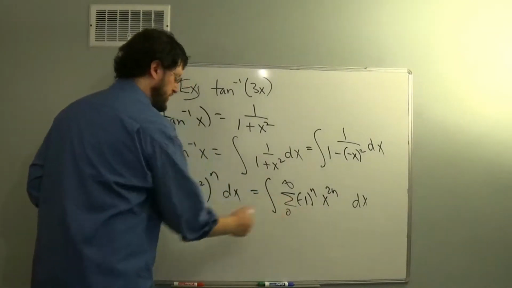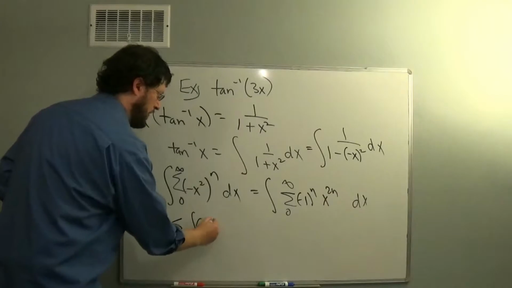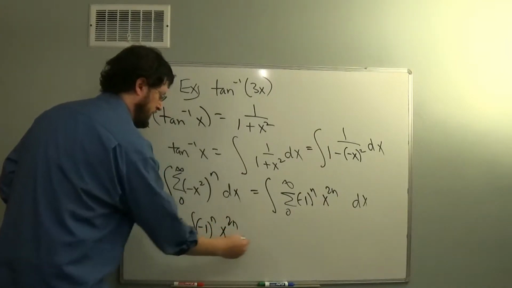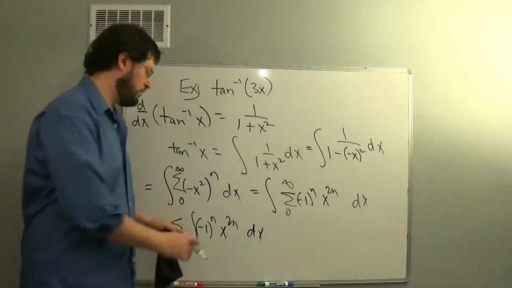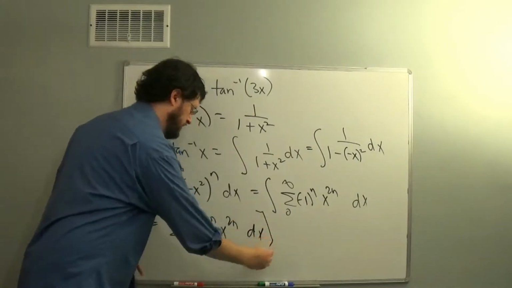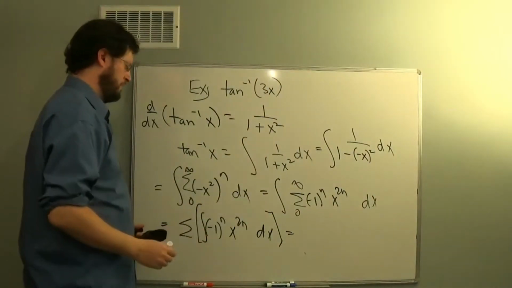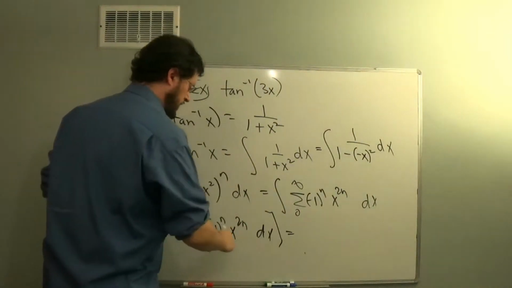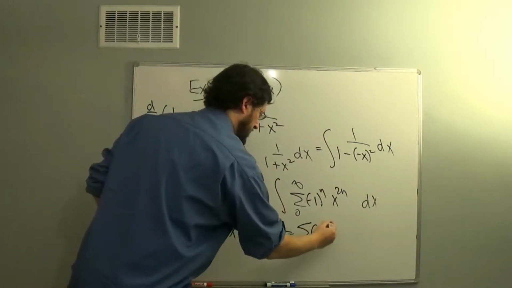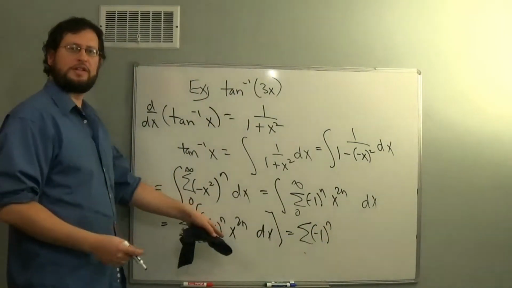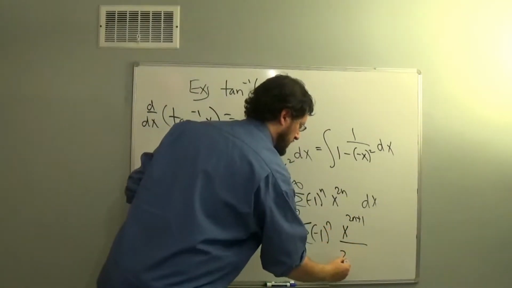Essentially what we're doing is interchanging the sum and this integral, so it will be the sum of the integral of negative 1 to the n, x to the 2n, dx, and then we just integrate term by term. If we think about this integral right here, each term in the sum has n fixed, and since n is a constant, it will not change in the integral. So that will still be negative 1 to the n. An integral of x to a power is 1 more in the power, and then divide by the new exponent.